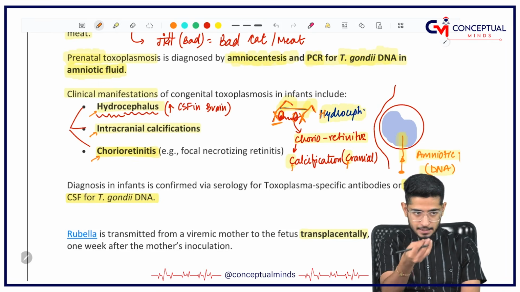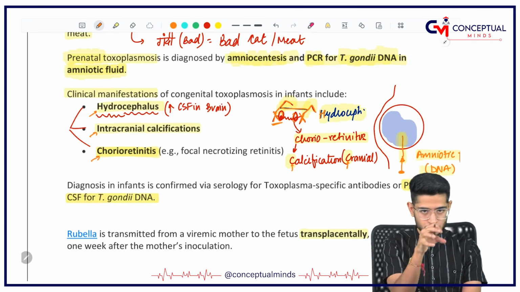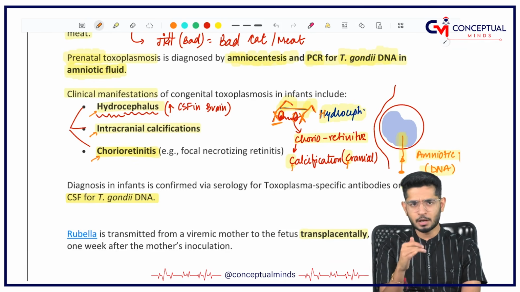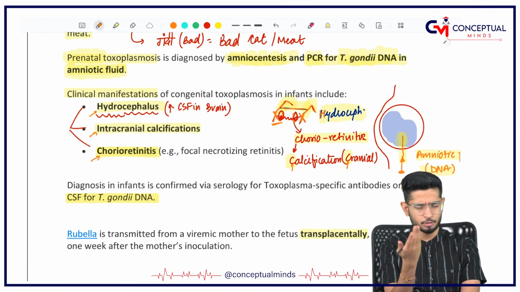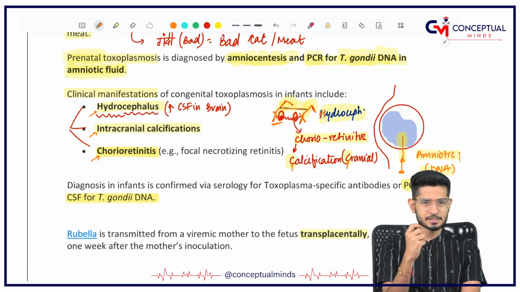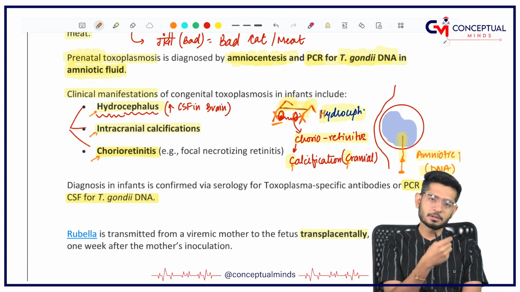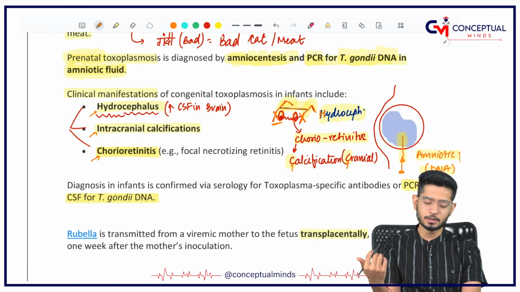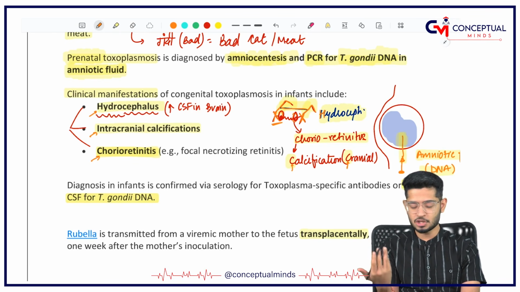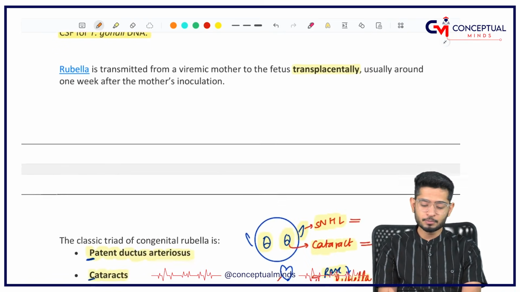That means you take the CSF with a lumbar puncture from a baby. I hope that you are aware of lumbar puncture. You take out the CSF, you put the sample for Toxoplasma gondii in the PCR machine, and you will get it. Coming on to rubella.